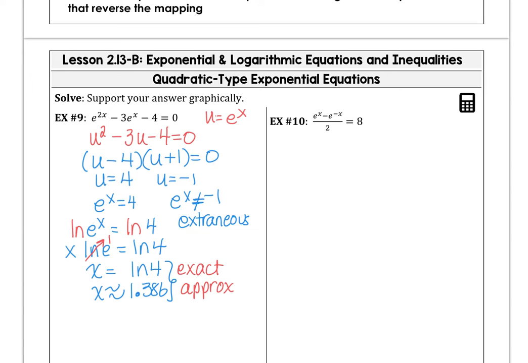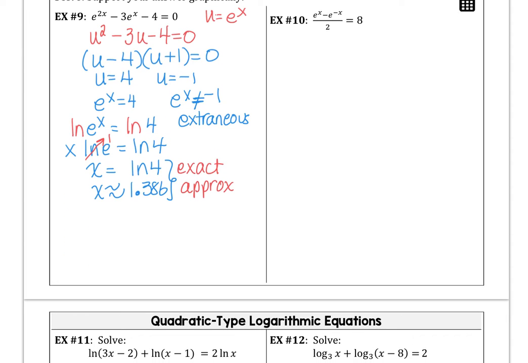So we have two different types of solutions depending on how you need it, and we're asked to verify or support that answer graphically. And using my graphing calculator off screen, I see a graph that looks something like this. And using the zero finder, I see that it is that approximation 1.3860. Let's go try example 10.